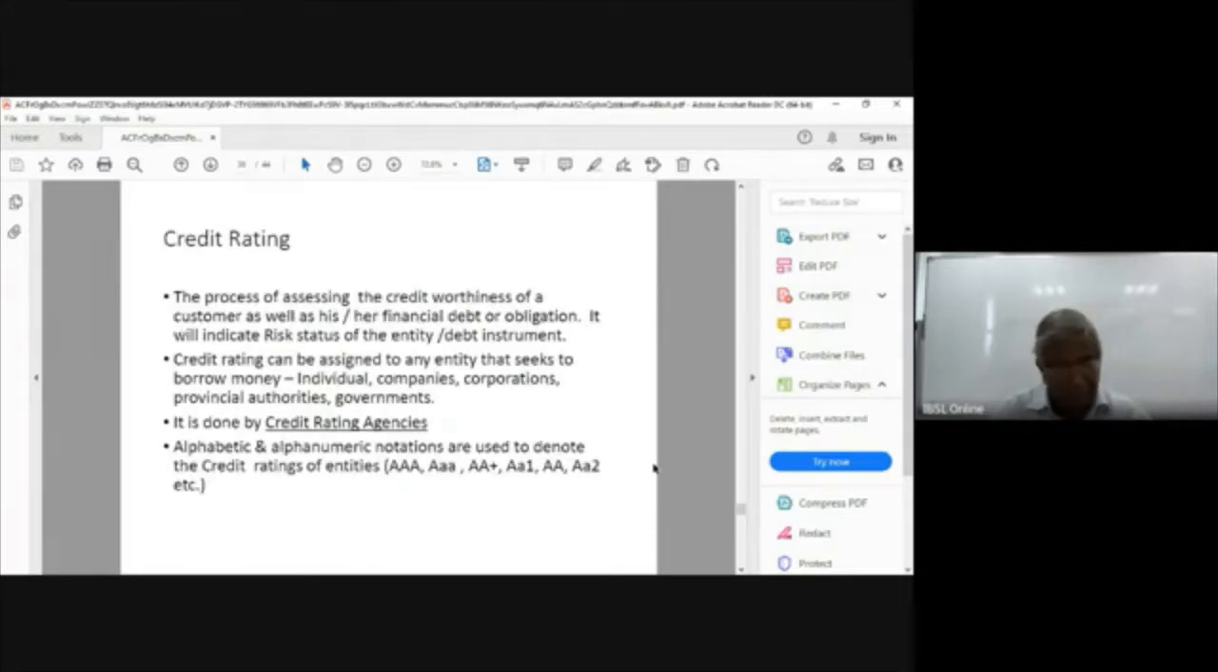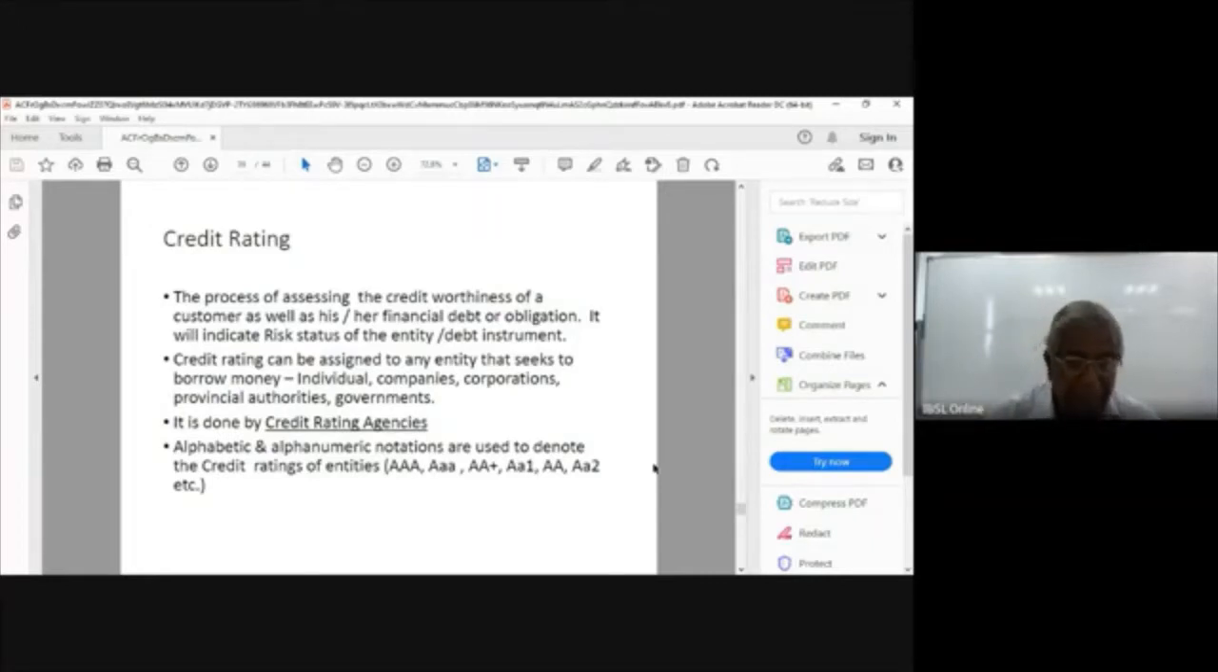Right. In regard to credit risk, there is another item, credit rating. We must know about credit rating also. What is credit rating? The process of assessing the creditworthiness of a customer as well as his or her financial debt or obligation. It will indicate the risk status of the entity or the debt instrument. If they are issuing any debt instrument, that will indicate the risk status of the customer or his debt instrument.